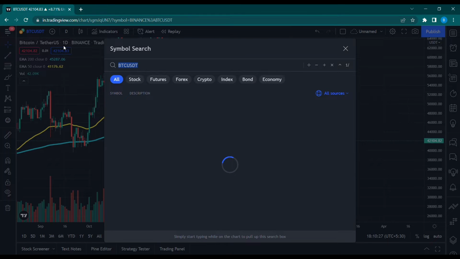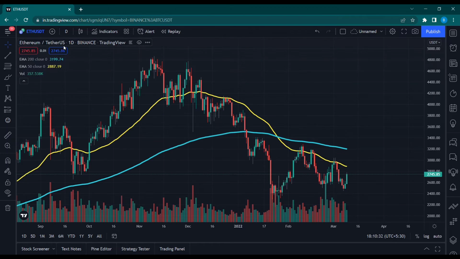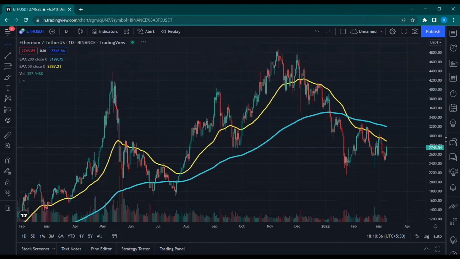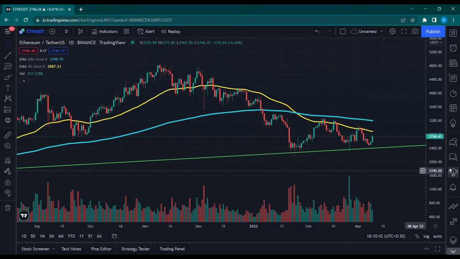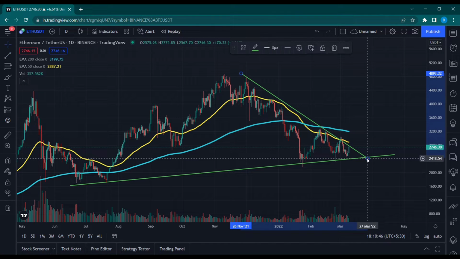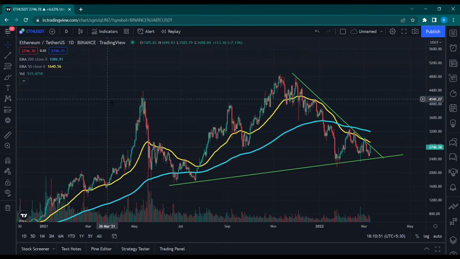So let's move on to Ethereum. So this is again Ethereum. What we can see is actually a short term downtrend, right? The prices did make this trend line a pretty strong support, right? It is acting as a pretty strong support, and this resistance trend line, a counter trend line to the long term uptrend, is acting as a short term resistance for this.